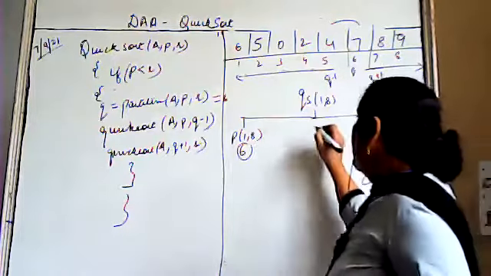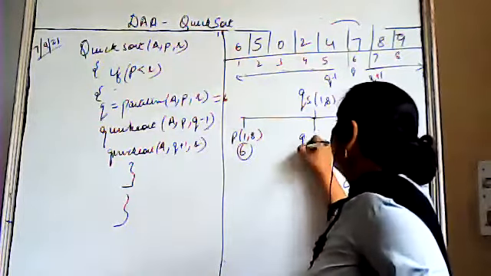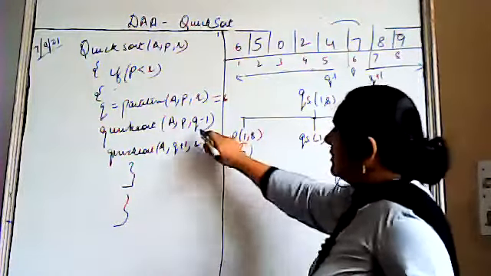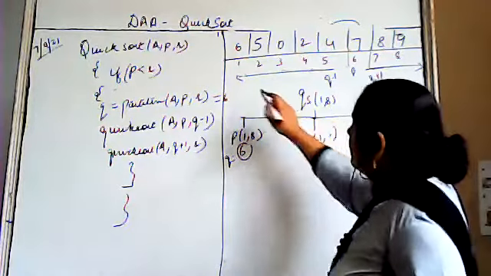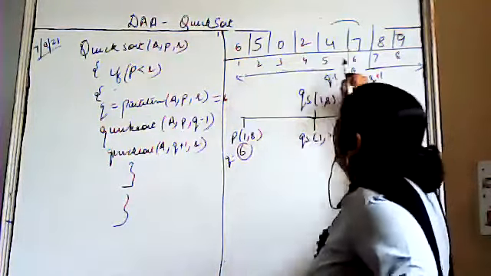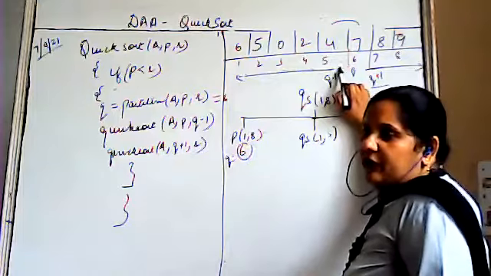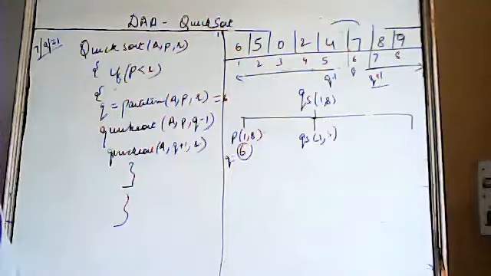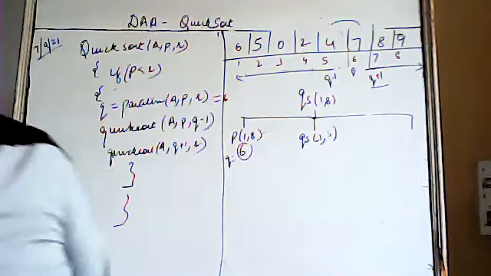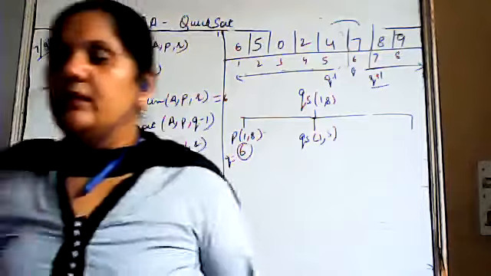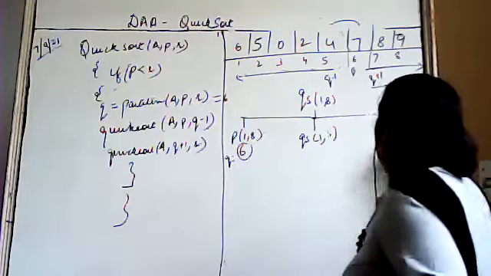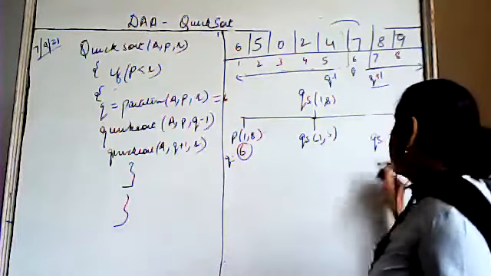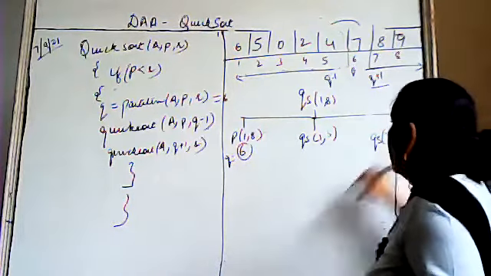Okay. Now quick sort, P is 1 and Q is equal to 6. So 6 minus 1 is 5. So that means the first sublist, that is 1 comma 5, we have to apply the quick sort again. Next, quick sort will be applied on Q plus 1, that is 6 plus 1 is 7, 7 comma 8.